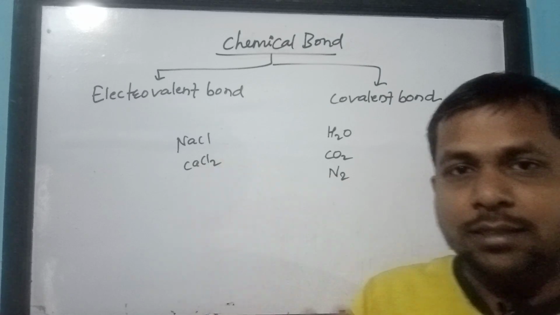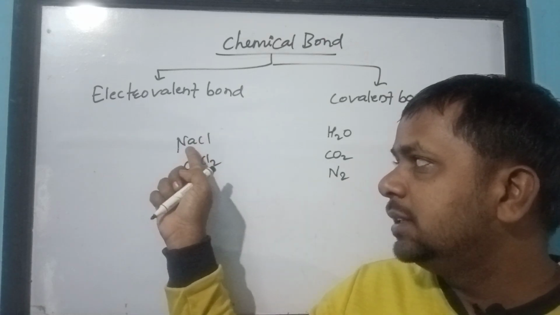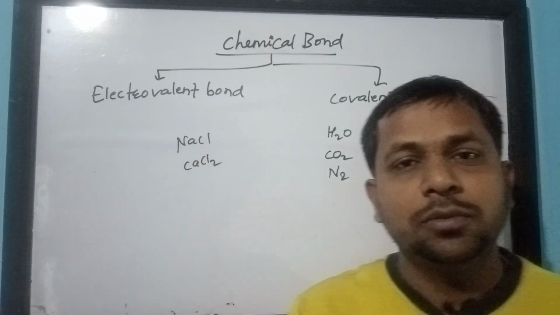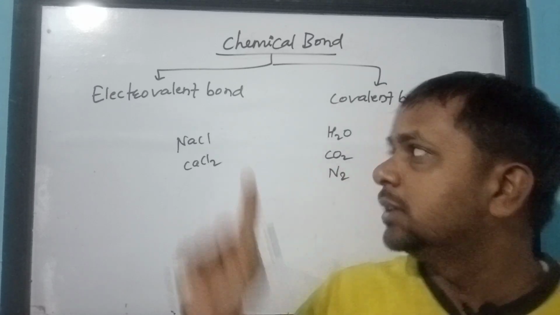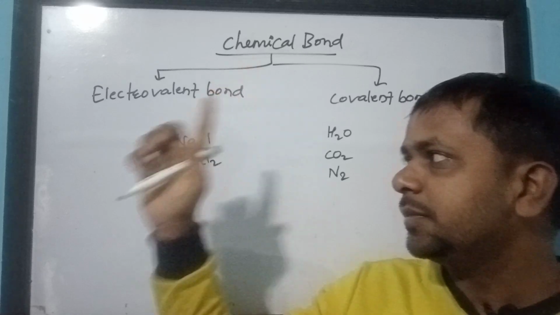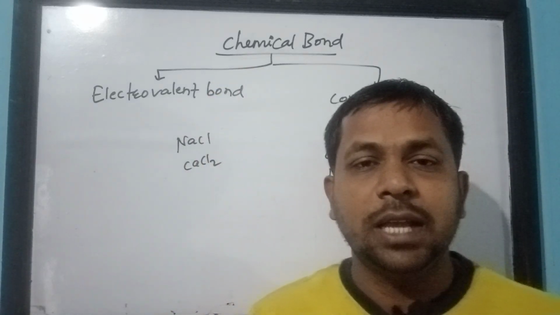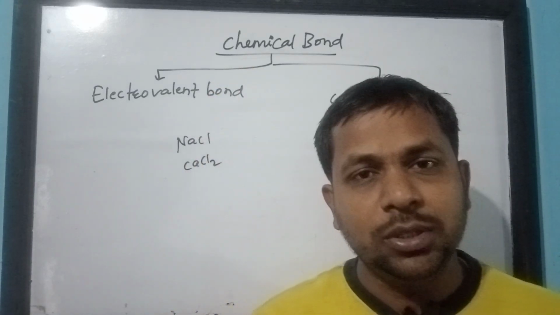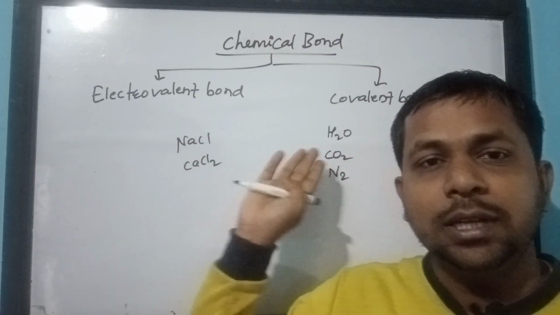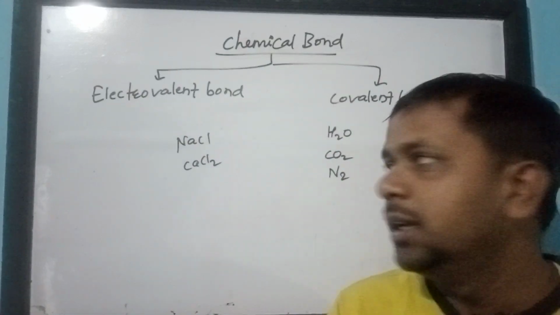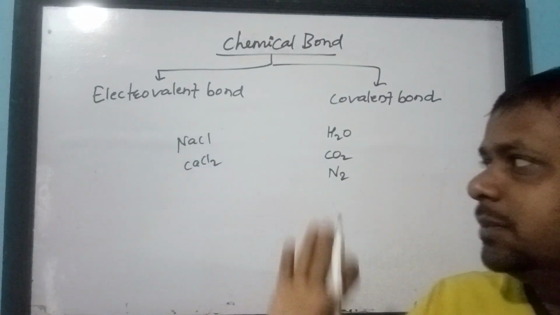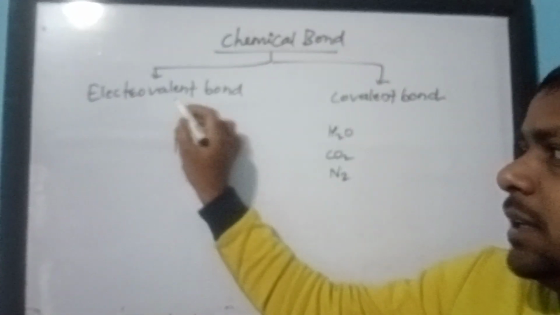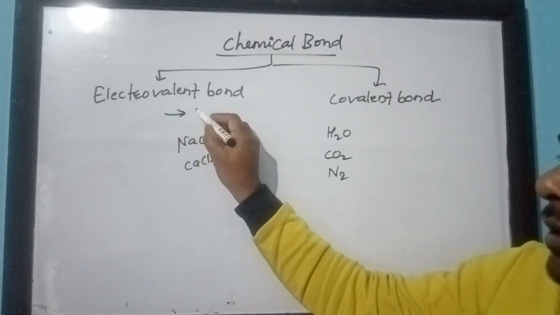The force of attraction that binds different atoms together to form a molecule is called chemical bond. Here we are going to study two types of chemical bond, that is electrovalent bond and covalent bond. Let us see this electrovalent bond. It is formed between metal and non-metal.